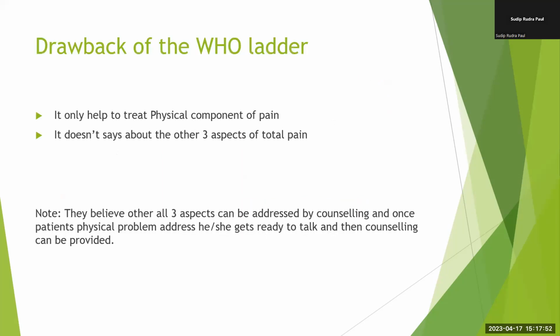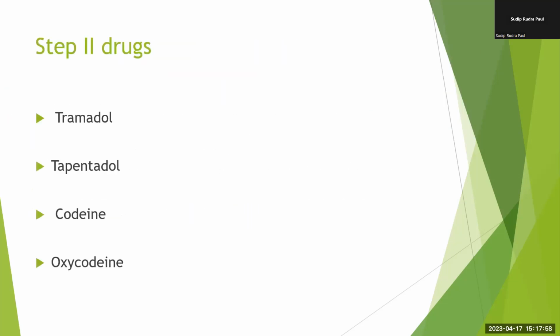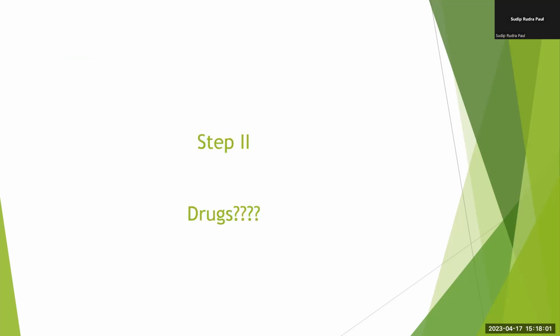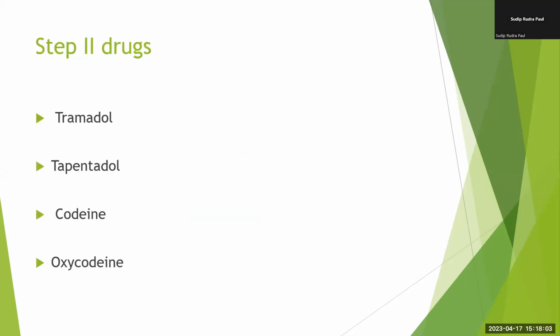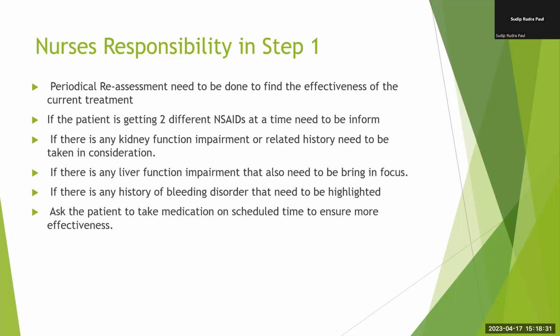Next is step 2. Step 2 is weak opioids or mild opioids. What are the drugs? Some of you have already written, and I have told you that tramadol comes under step 2 drugs. Tapentadol, codeine, and oxycodone also come under it. Tapentadol is available in the market under the name Topal 50. Okay. Now we will go through the nurse's responsibilities for step 1 first.